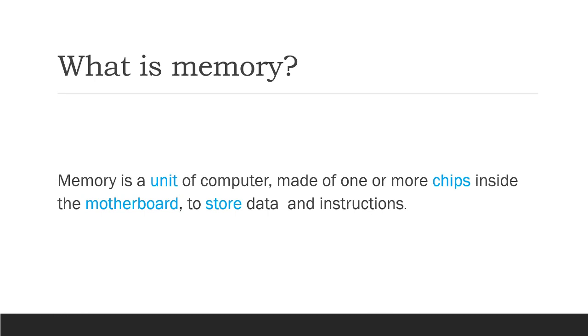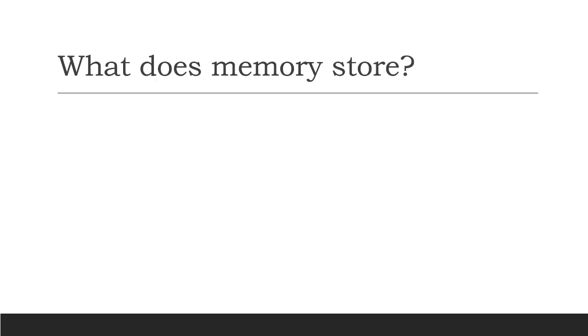Now, what does memory store? Just now we saw memory stores information. That information consists of data and instructions. So, what does a memory store? A memory stores instructions, input data and output result. Now we will see each of these in detail.